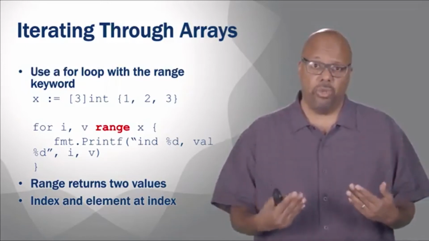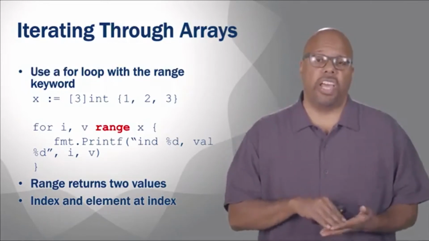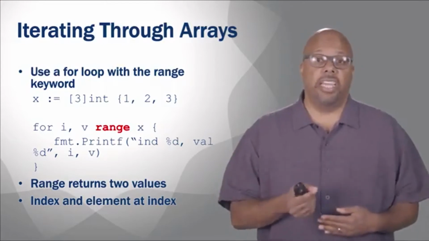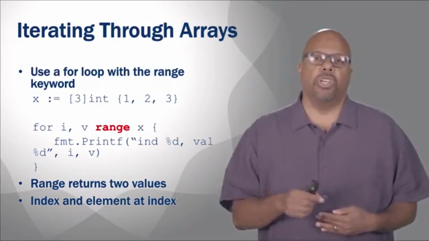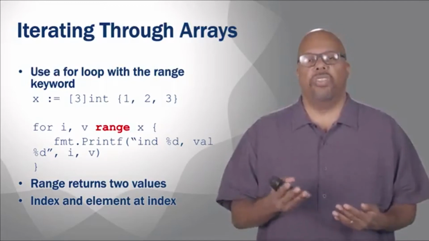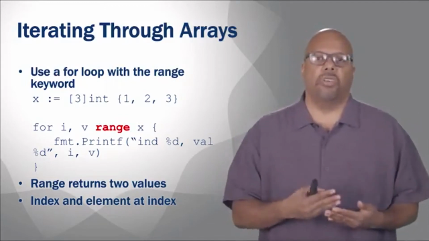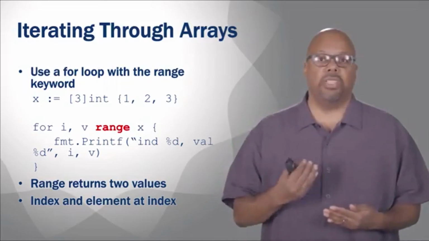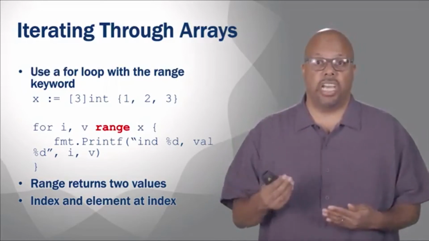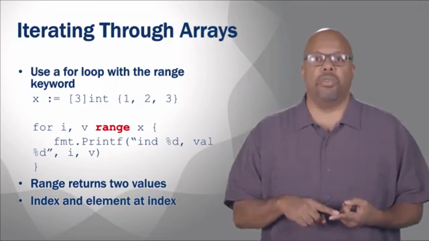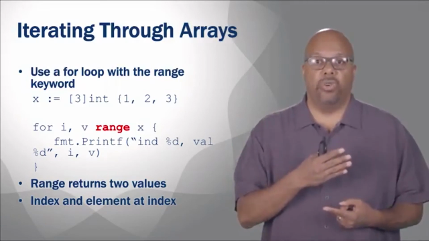So every pass through the loop, i and v are bound to different values. i is the index of the element that we're looking at, and v is the value. So in this case, with this array, the first pass through the loop, i is going to be 0, next pass is going to be 1, next pass is going to be 2, right? It'll increment each time. And v is going to be the ith value in the array.